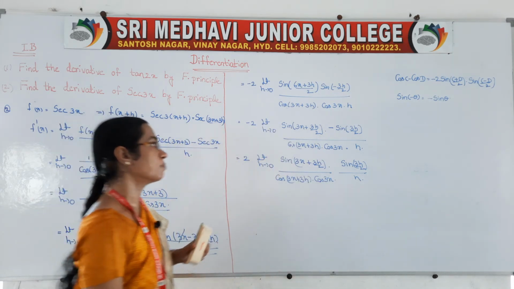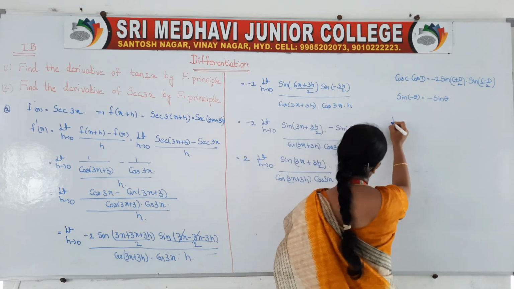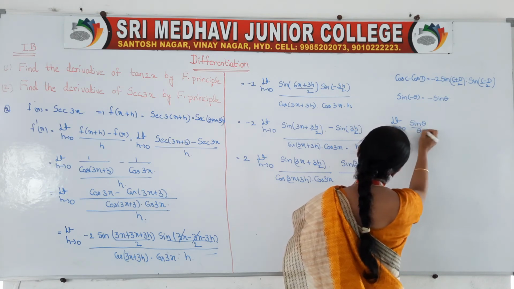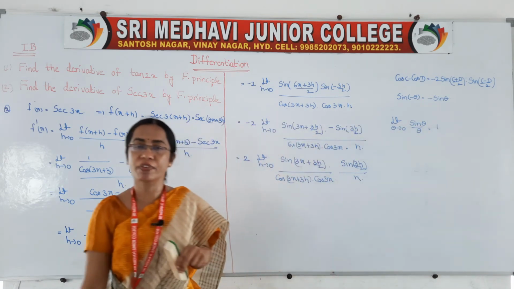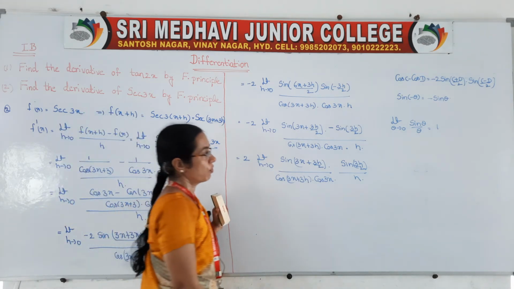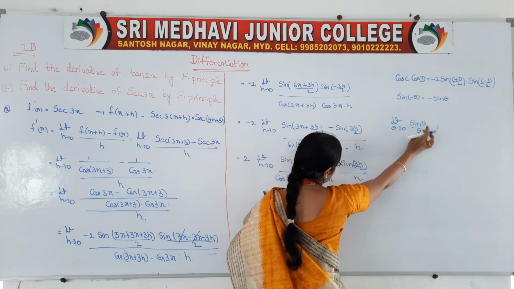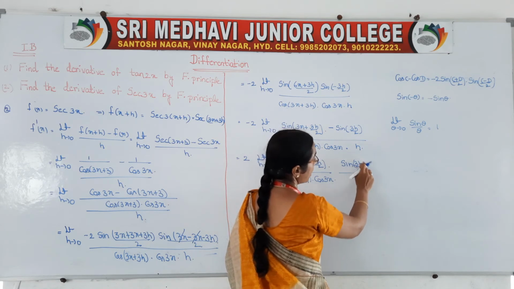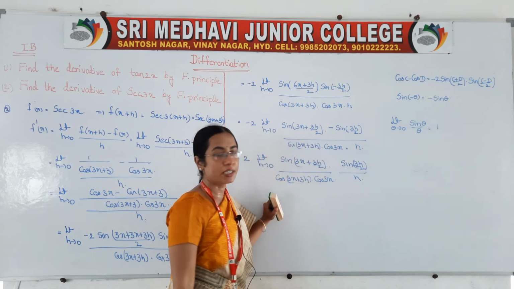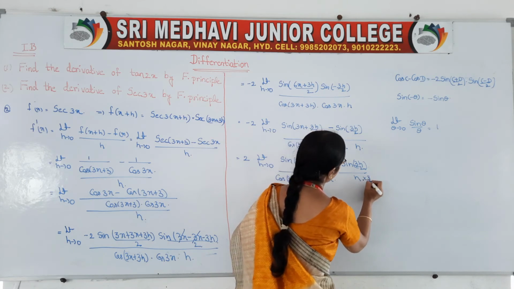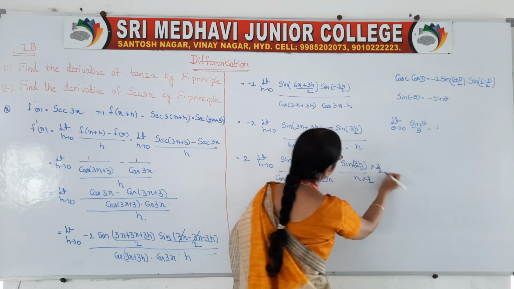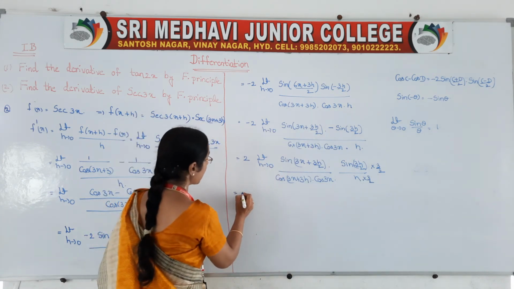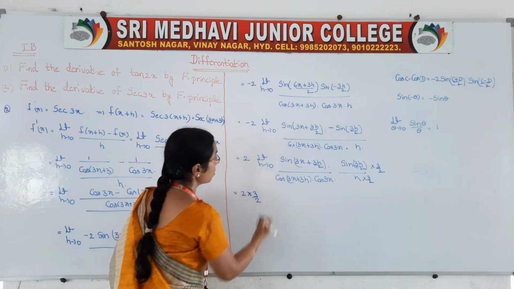Okay, now if you observe, there is one formula in the limits: limit theta tends to 0, sin theta by theta is equal to 1. Even in the previous problem we applied that same formula. So here 3h by 2 is there, so here also we want 3h by 2. So multiplying and dividing with 3 by 2, we take 2 into 3 by 2 outside.